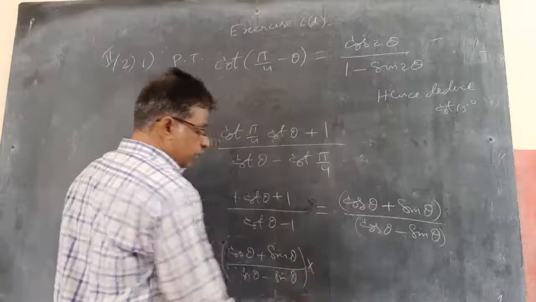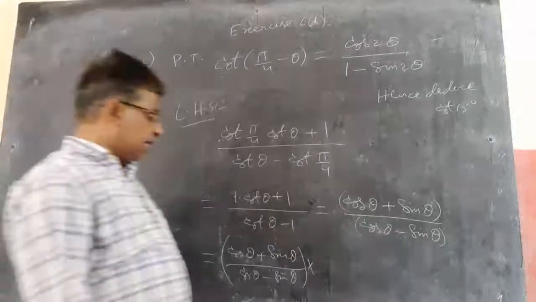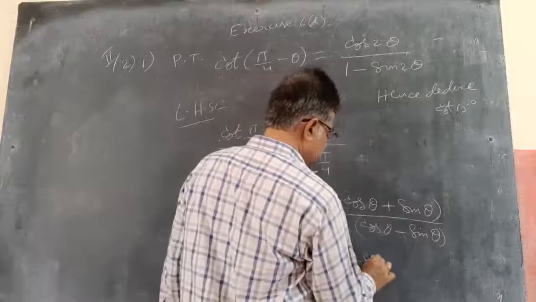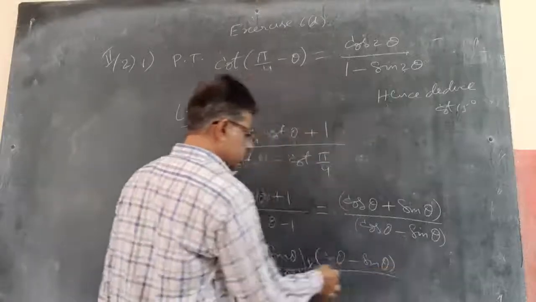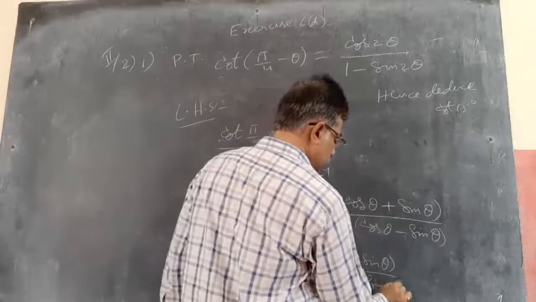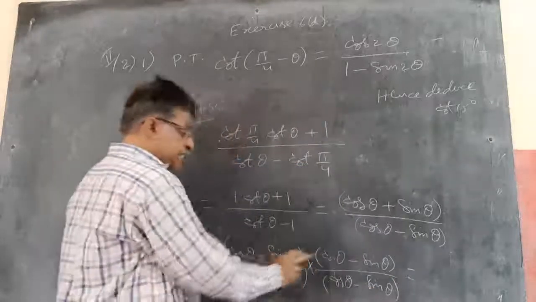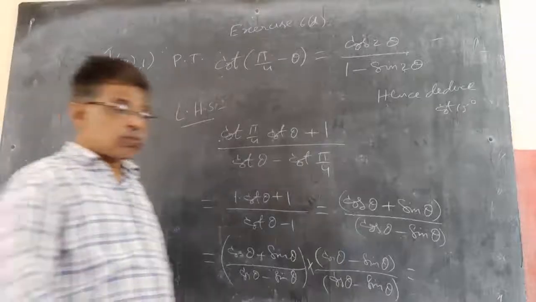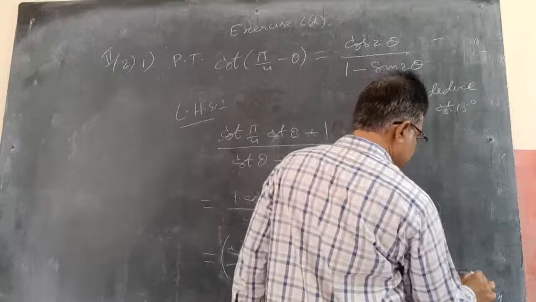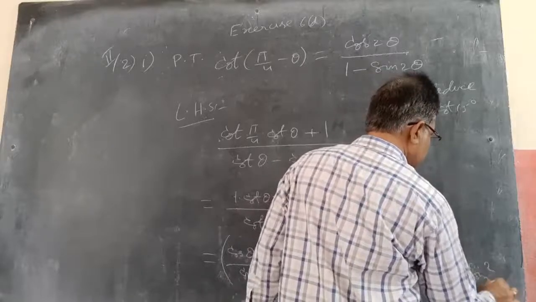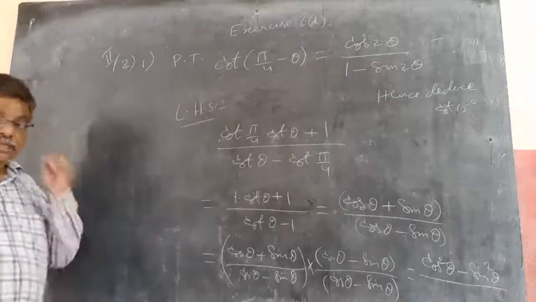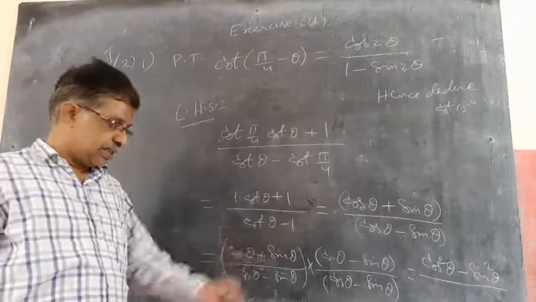Now I am multiplying the numerator and denominator by cos theta minus sin theta, so that the value will not change. Now this is (a plus b) into (a minus b), which is a square minus b square. So the numerator becomes cos square theta minus sin square theta.